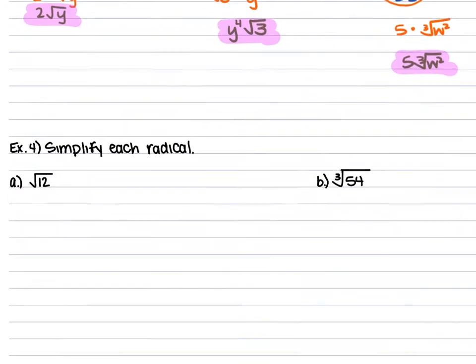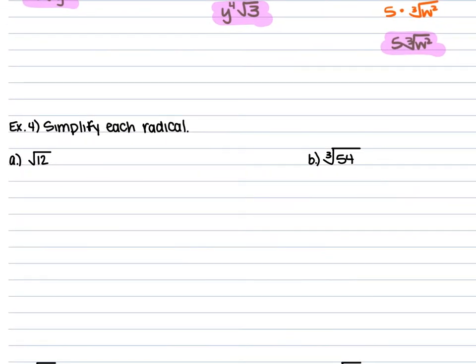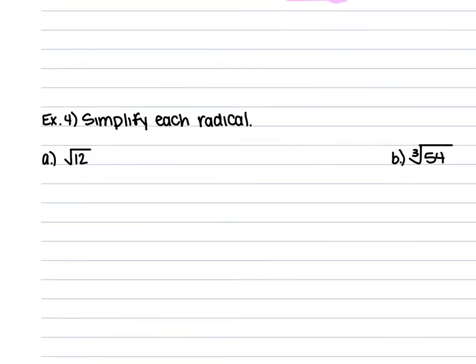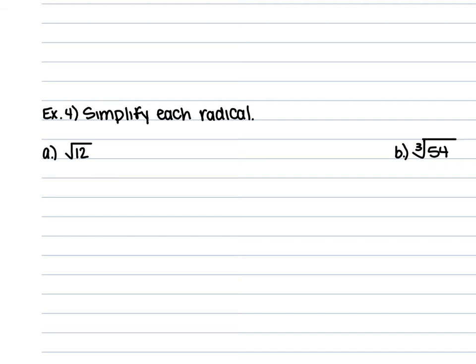For our next set of examples, we're just simplifying each of these radicals. For example A, we have the square root of 12. With these radicals, we're not necessarily going to be able to take the complete square root of that number, the complete cube root of that number, so we are going to have numbers left over. That's fine. They just stay underneath the radical.